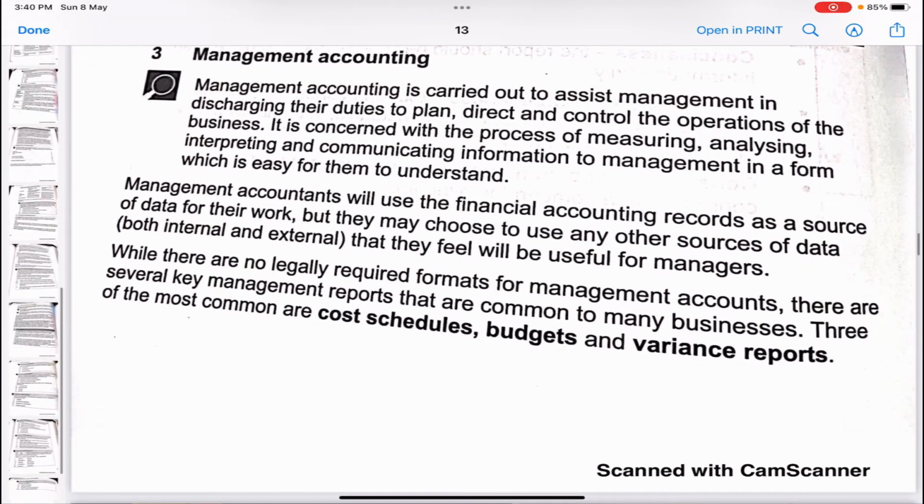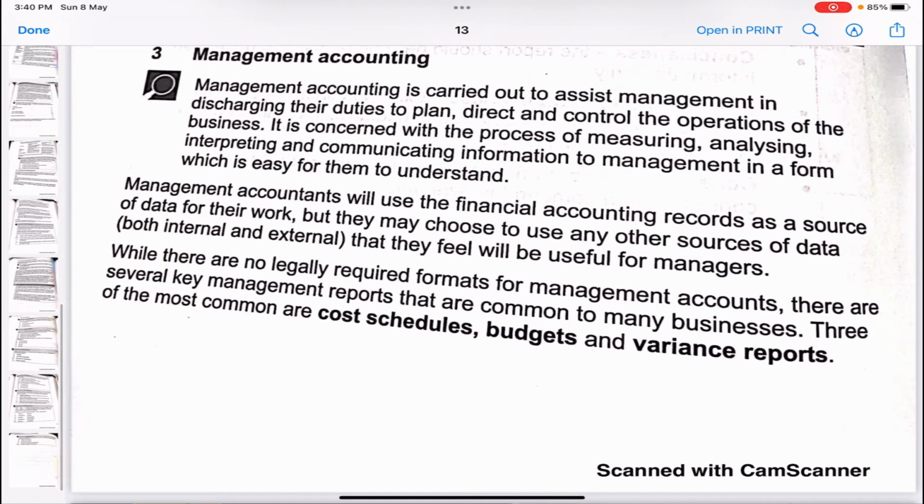Management accounting. What is management accounting? So, management accounting is carried out to assist management in discharging their duties to plan, direct, and control the operations of the business. It is concerned with the process of measuring, analyzing, interpreting and communicating information to management in a form which is easy for them to understand.